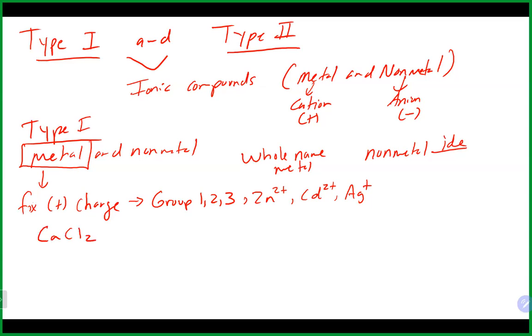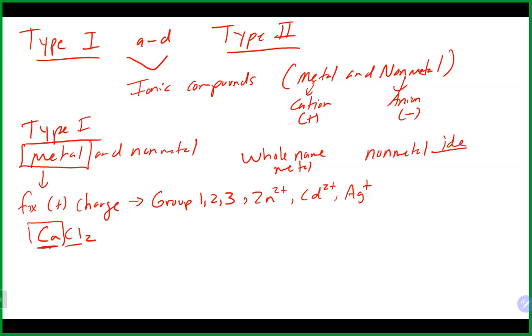So for example, if we had CaCl2, like we saw earlier, we would want to look at this and first identify calcium as a metal, Cl, which is chlorine, which would be a nonmetal. So again, that tells us this is an ionic compound, and we're going to always focus in on the metal. And when we look at calcium, that is group number 2 on the periodic table, which means, frankly, it has a fixed positive charge.